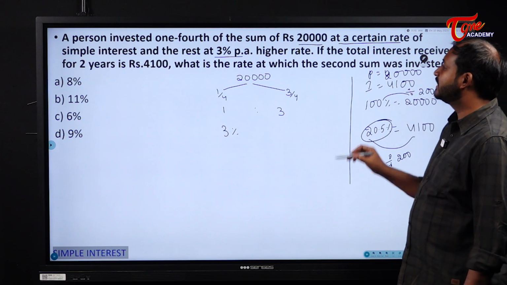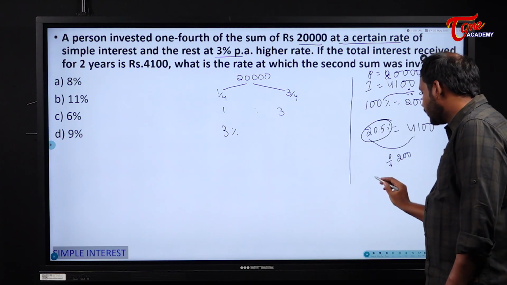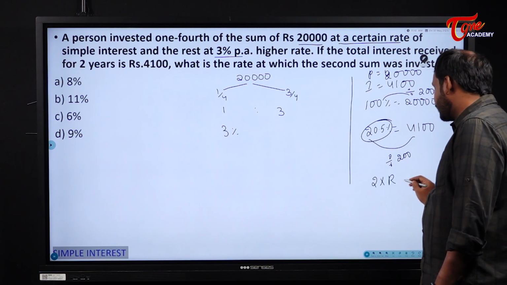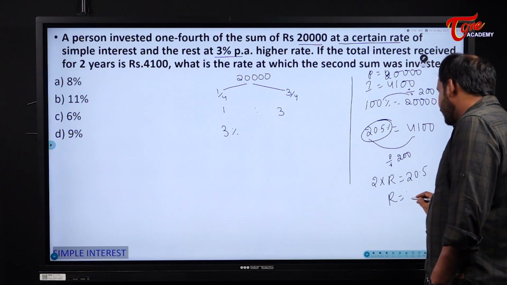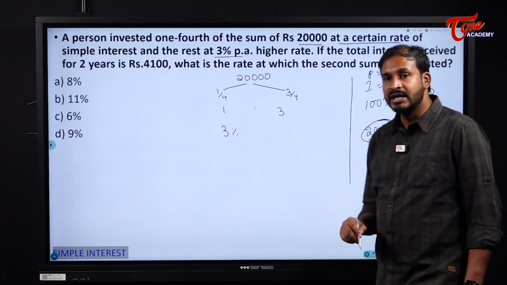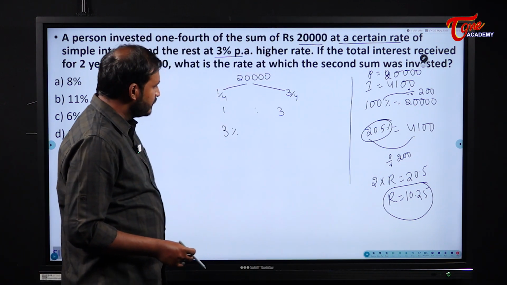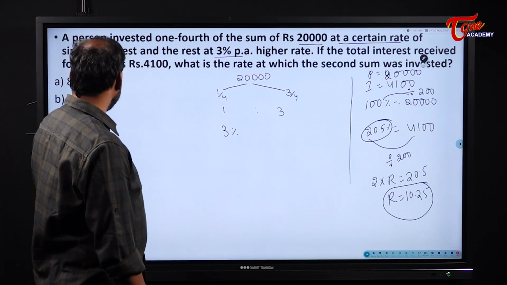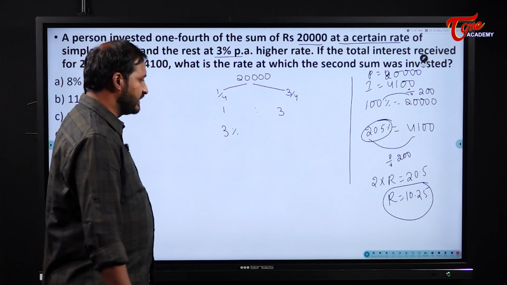20.5 percentage for how many years? 2 years. That means 2 into R is equal to 20.5, right? From this R will become what? 10.25. That means effectively what is the rate of interest he is getting? 10.25 percentage. 10.25 percentage is the effective rate of interest which he is getting here.